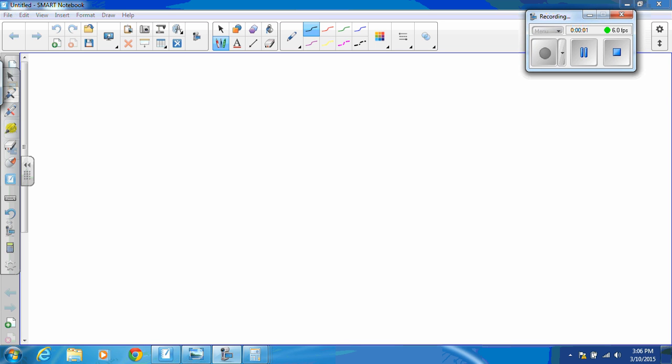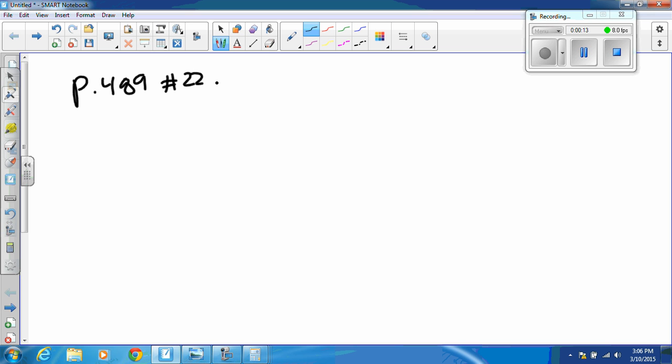Howdy. I wanted to do problem number 22 from page 489, because it gives us a couple of interesting insights. In this problem, we have 2 point charges that are placed 5 centimeters apart on the x-axis.